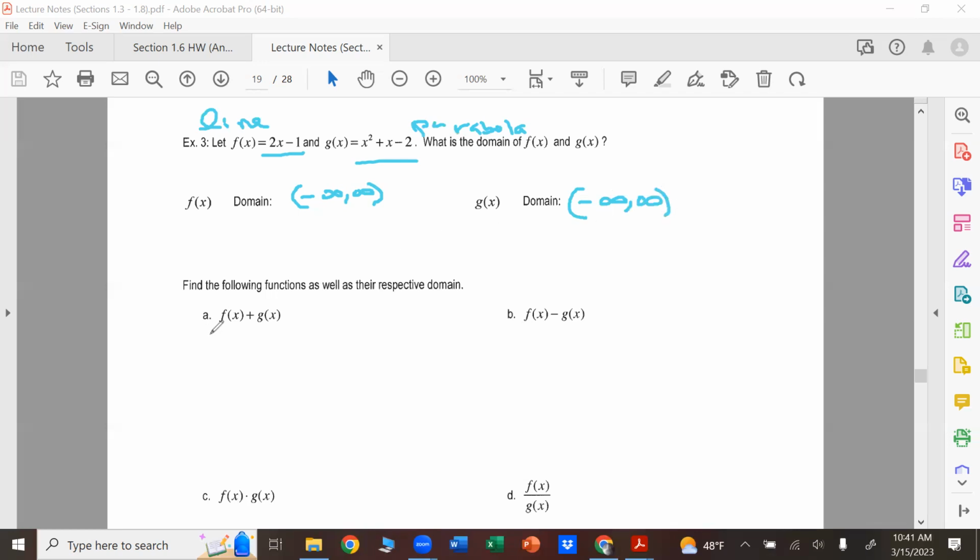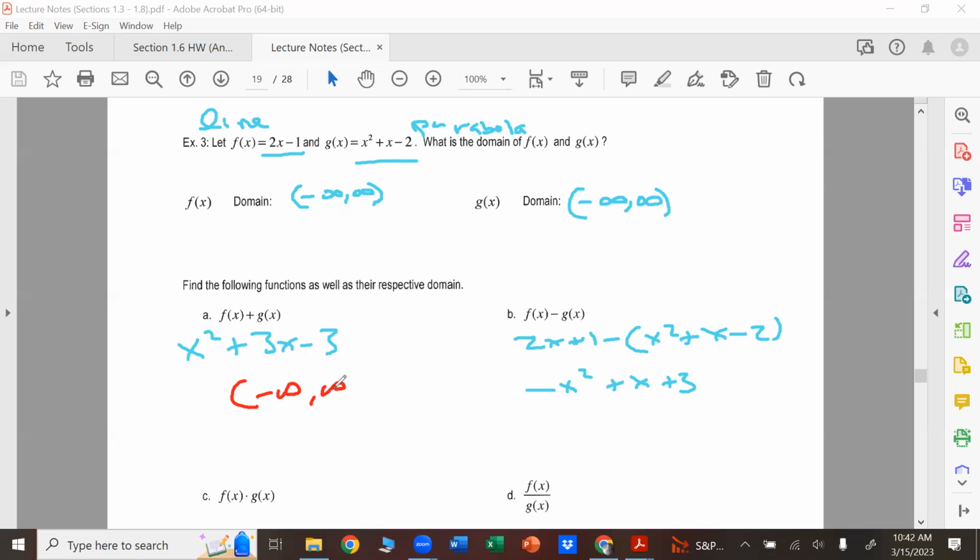But add the two functions, I just get x squared plus 3x minus 3, right? Or if I subtract the two functions, I'm doing 2x plus 1 minus x squared plus x minus 2, which would be negative x squared plus x plus 3, I think. Either way, my domain is going to be all real. And you combine those two.